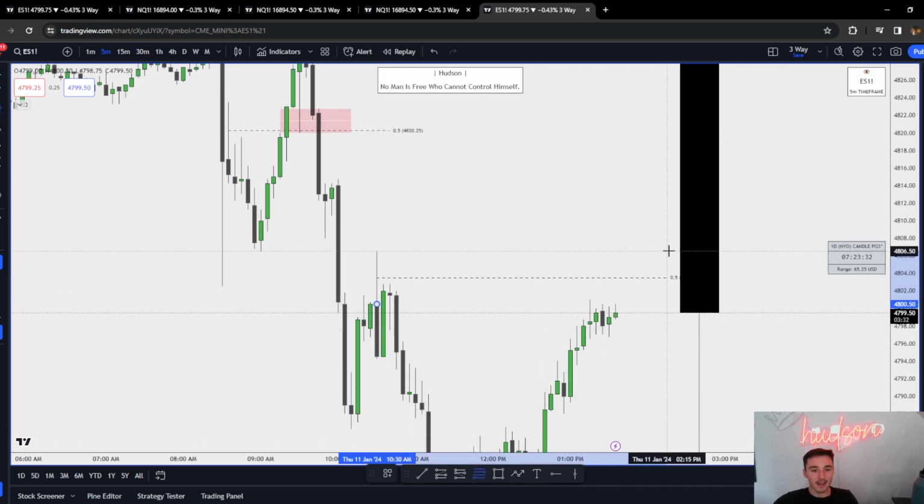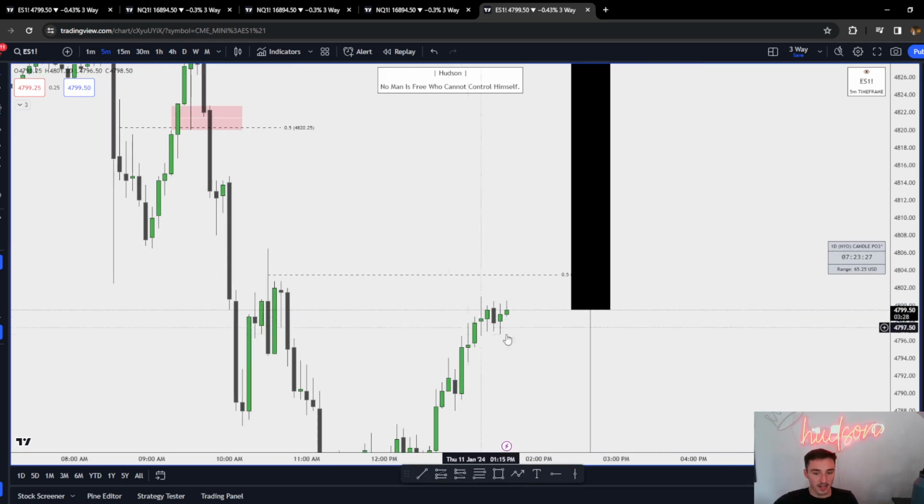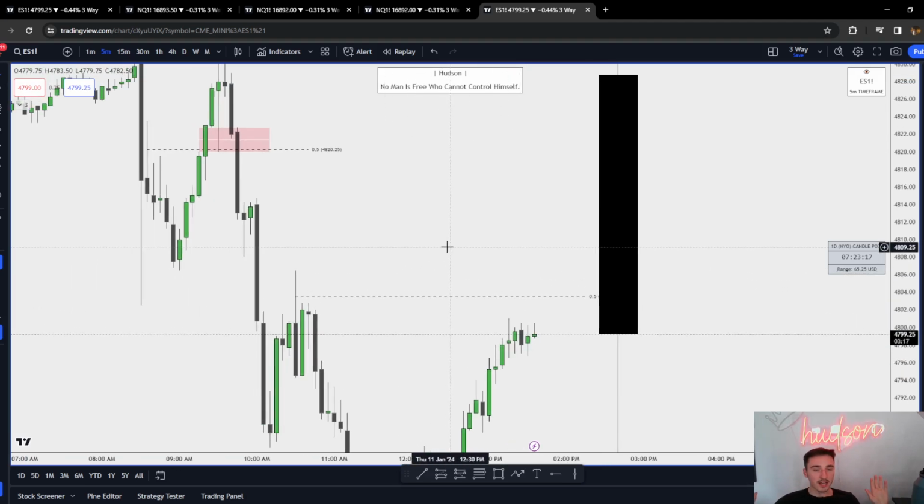So let's see if we run this wick right here with an imbalance. Go to your charts later in the day after you watch this video and see if we run it with an imbalance and hold it, right? I'm not saying this strategy works 100%. This model is gonna fail you on occasions, right?